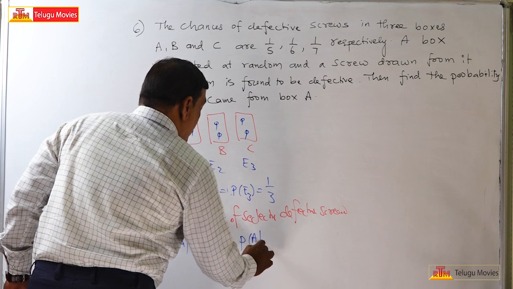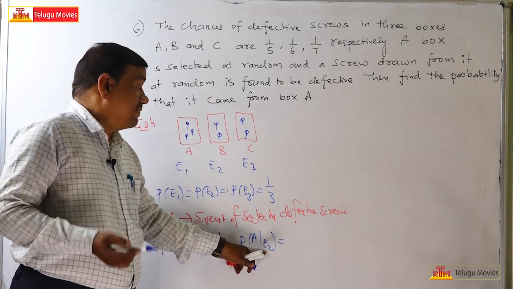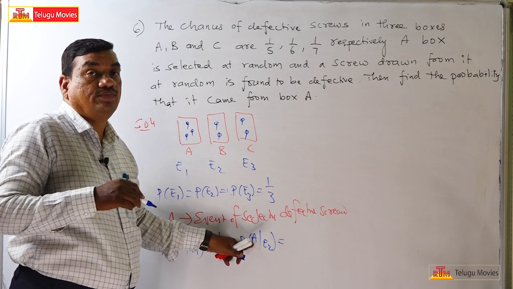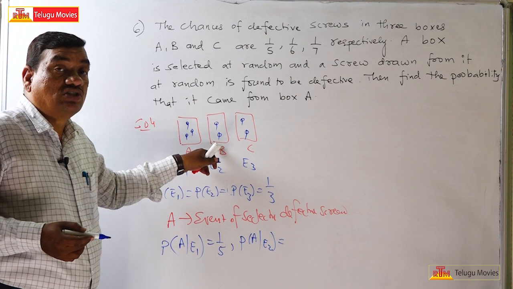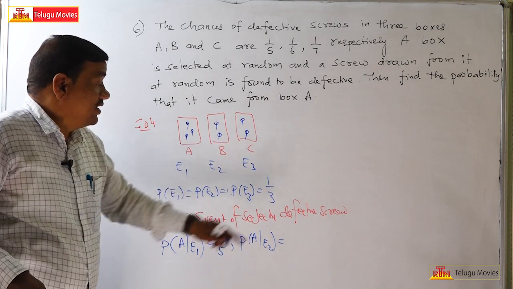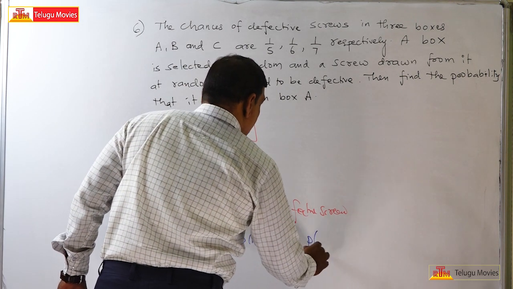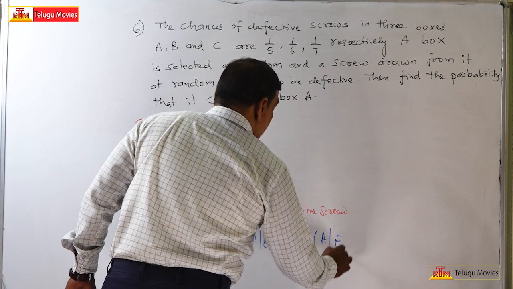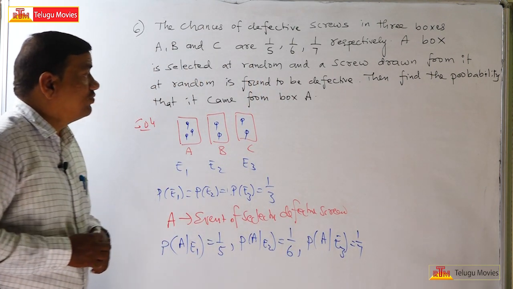Probability of A given E2. That means if you select the second box, from that box you have to get a defective one. First E2 you have to select, E2 event means the second box. From that the probability of getting a defective screw is 1 by 6. Probability of A given E3 is 1 by 7. Now what do you have to find out?